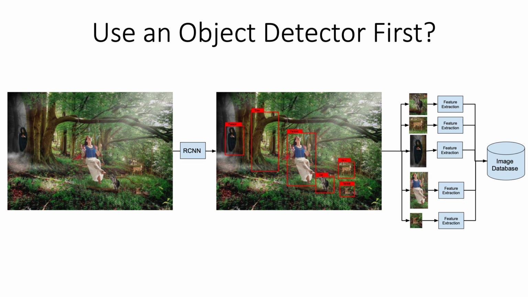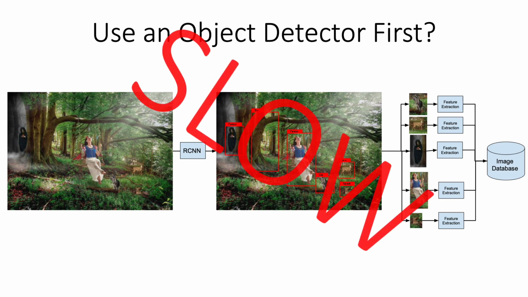So maybe you're just saying, well, that's an easy fix. We could just use an object detector and search all of the objects that it finds one by one into an image database. Well, wrong. That's slow.